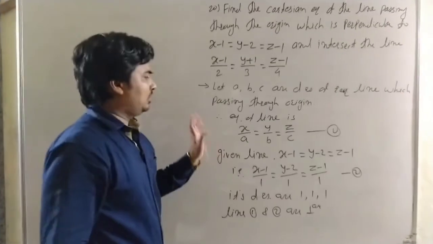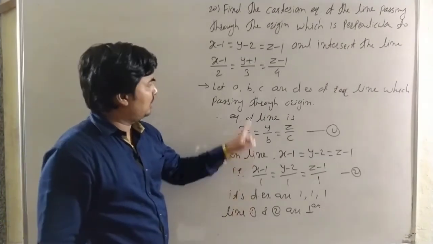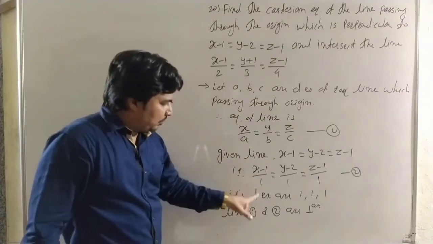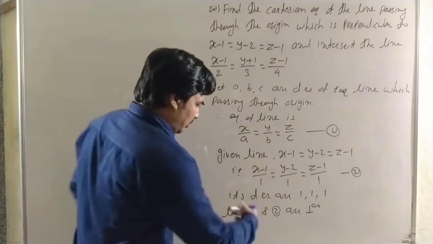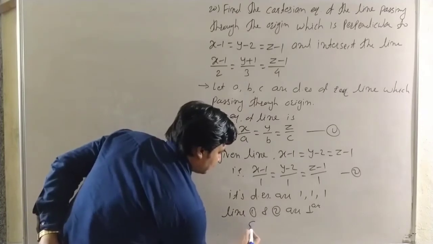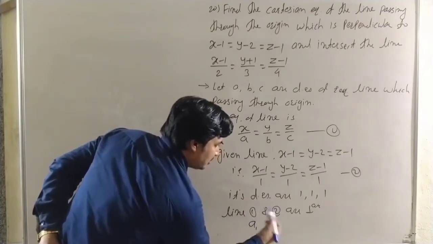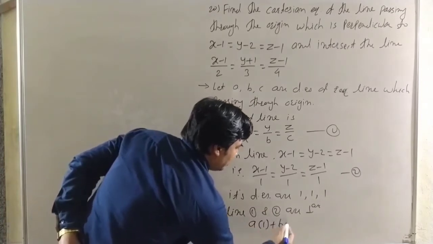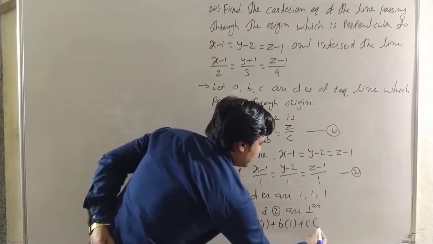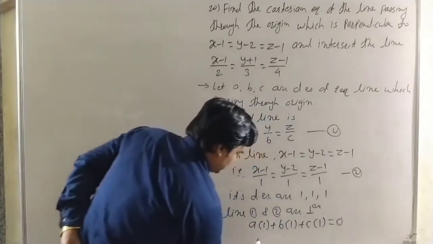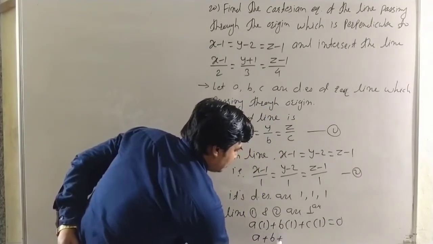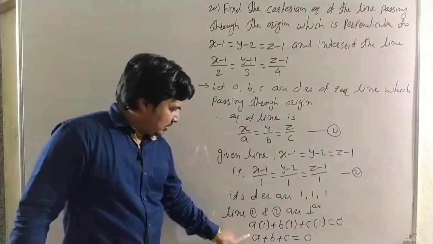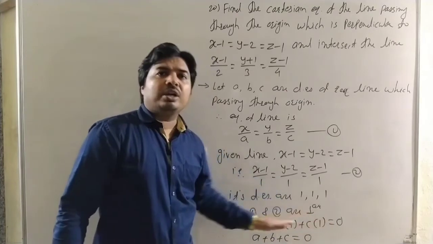Lines 1 and 2 are perpendicular, therefore the direction ratios of line 1 are a1, b1, c1, and the direction ratios of line 2, which are 1, 1, 1, are a2, b2, c2. Therefore you can write a1 a2 plus b1 b2 plus c1 c2 is equal to 0. That is a into 1 plus b into 1 plus c into 1 is equal to 0, and therefore a plus b plus c is equal to 0. See carefully, we get one relation.